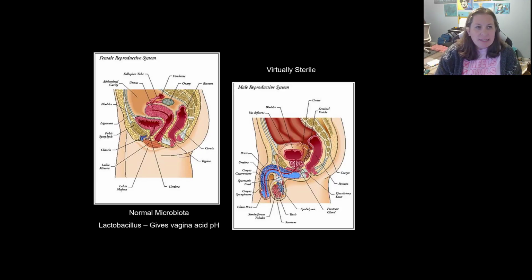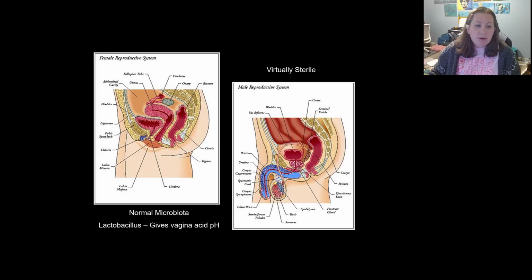There is a difference in the male and female reproductive system. The male reproductive system is virtually sterile. It has a lot to do with its organization and the fact that it's away from the anus and some of the other structures. Whereas in the female reproductive system, there is normal microbiota present, specifically lactobacillus. It gives the vagina a kind of acidic pH. And so this is going to be something that's very different between the male and female systems.